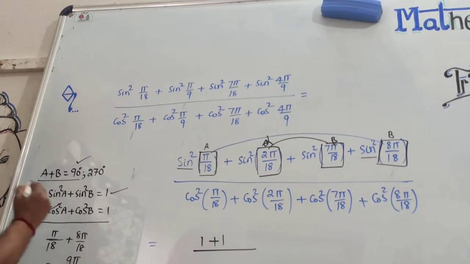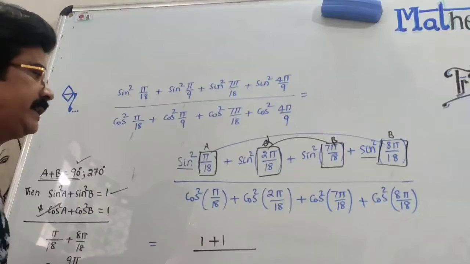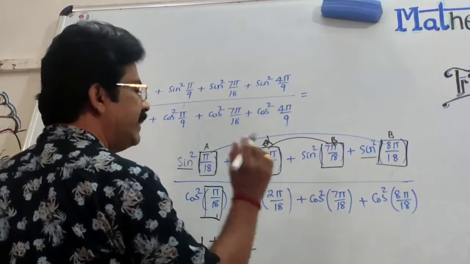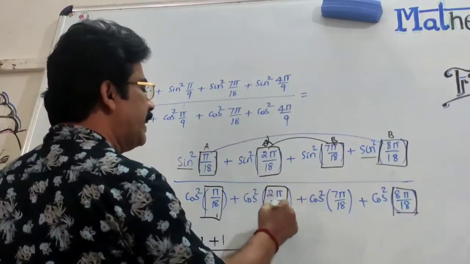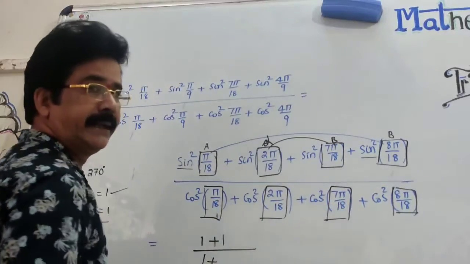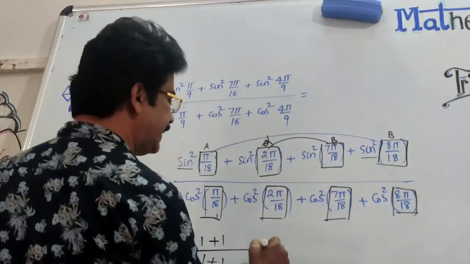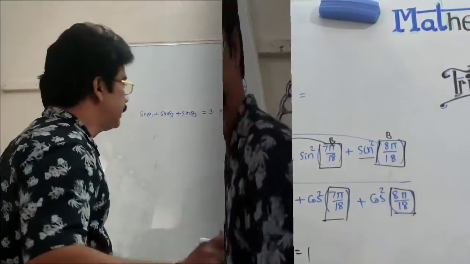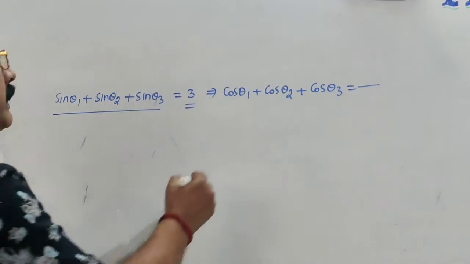Similarly here, as I said, cos² A plus cos² B is equal to 1, whereas A plus B is equal to either 90 degrees or 270 degrees. So π/18 plus 8π/18, same, and 2π/18 plus 7π/18, 90 degrees. So cos² A plus cos² B equals 1. So that is equal to 2 divided by 2, that is equal to 1. Hence the proposition.